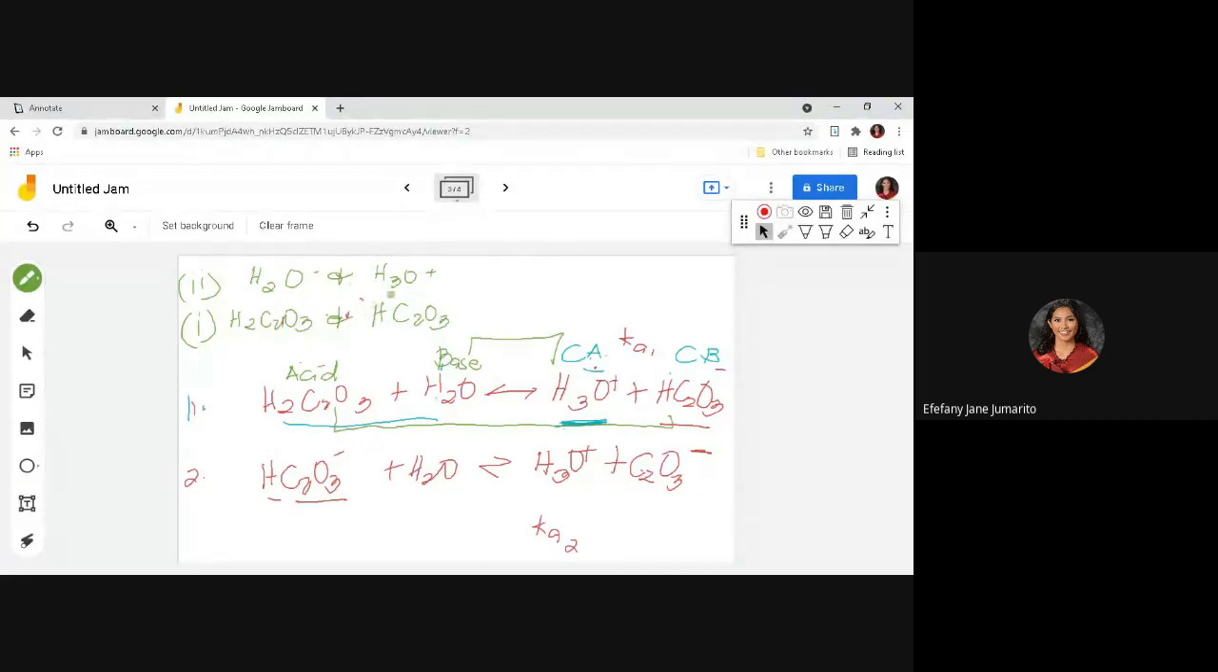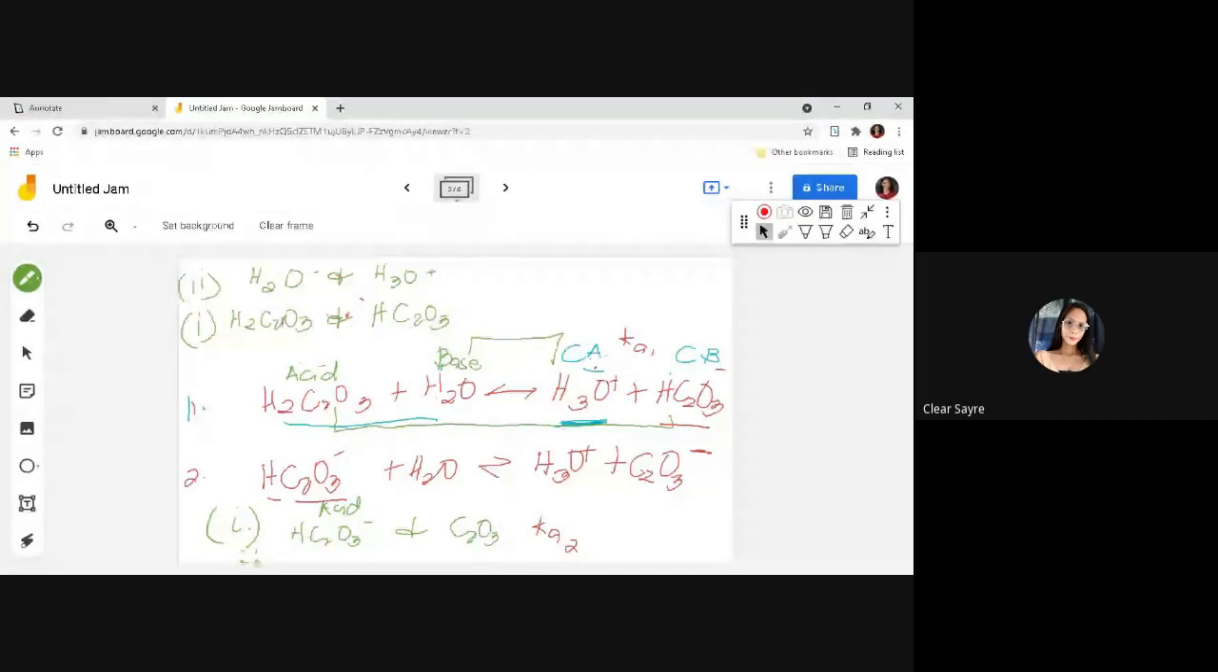Okay, so that will be the second pair. What about number two? What are the conjugate acid-base pairs? So the first pair: the acid must pair to the conjugate base. So we have HCO3 minus and the conjugate base CO3 2 minus. That is the first pair, HCO3 minus and CO3 2 minus.